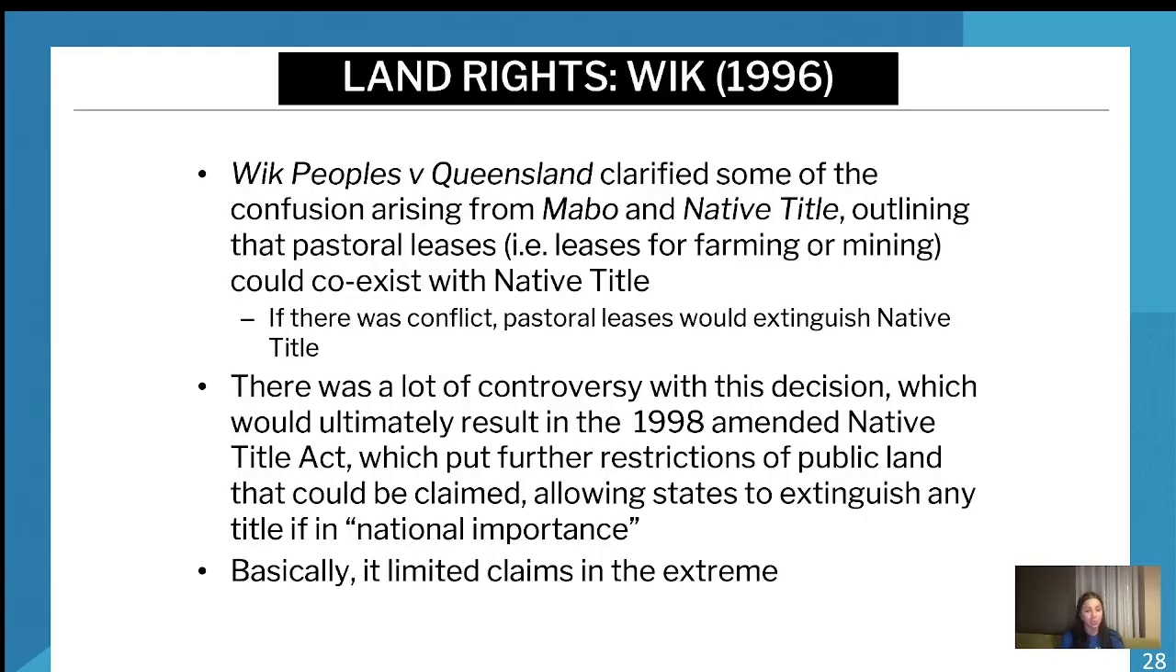And it gets a little bit more problematic when you look into Wik, which was 96. It was Wik Peoples versus Queensland, and it clarified some of the confusion that arose from Mabo native title. But it was specifically about pastoral leases and how pastoral leases could coexist with native title. And it's like, you know what, native title and the pastoral leases, which are leases for farming or mining, can exist together and both can have it.